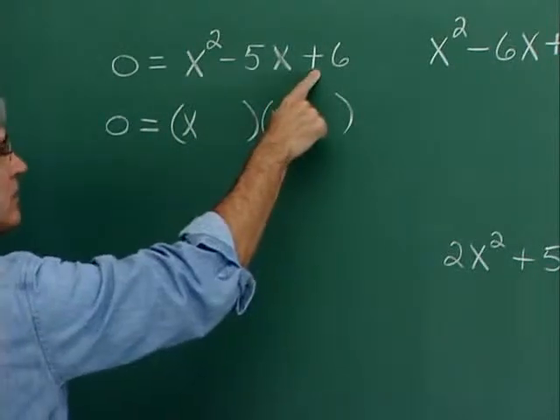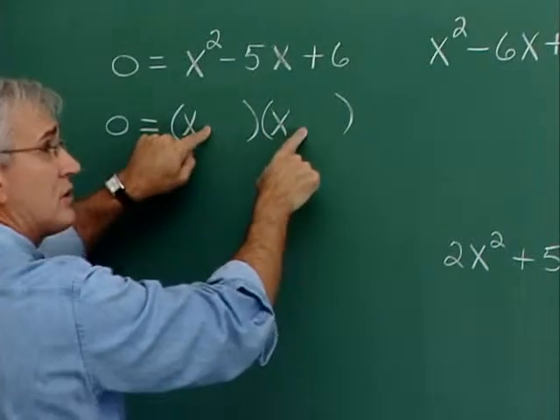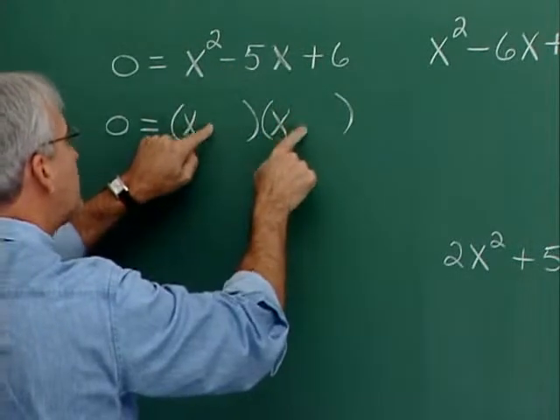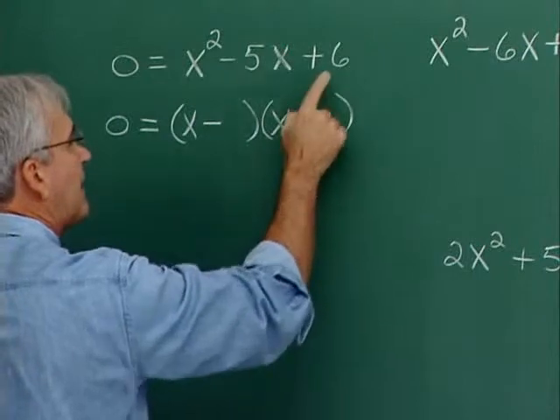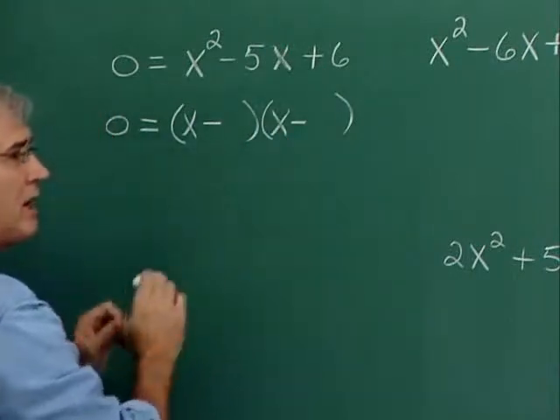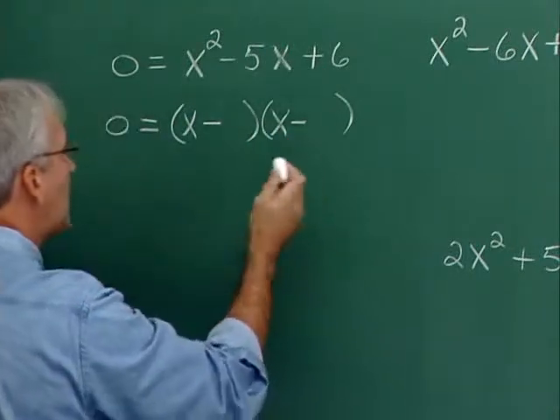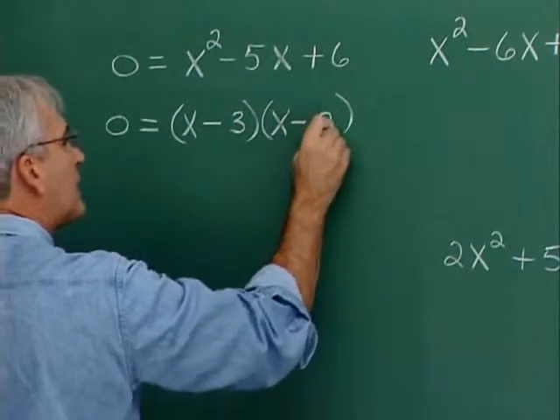The last sign here is positive. It means that these two signs are the same. Since the middle sign is negative, these two are both negative. And factors of 6 are probably the 2-3 combination rather than the 6-1 combination here. So we have 3 and 2.